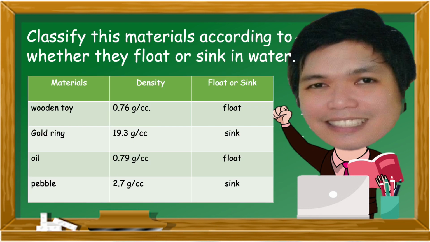You are correct! The wooden toy and the oil float on top of the water, with the wooden toy having 0.76 and the oil having 0.79 grams per cubic centimeter. When compared to water, which has a density of 1, these materials have a lower density. The gold ring with 19.3 and the pebble with 2.7 sink in water because these materials have a greater density than water.